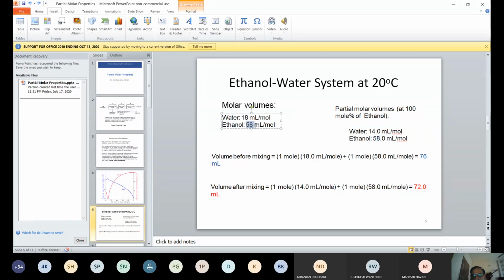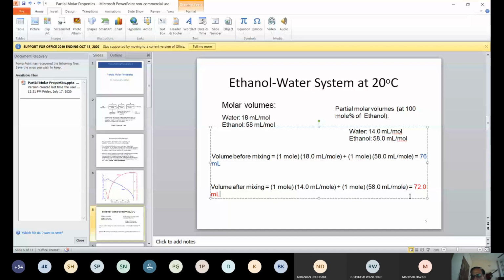So the volume before mixing: if I take 1 mole of water, 18 ml, and 1 mole of ethanol, 58 ml, that is 76 ml. I'm starting to make the solution with 1 mole of water and 1 mole of ethanol, so the total volume will be 76 when measured separately. Now if I mix it, the contribution of water is only 14 and that of ethanol is 58, because I am adding water to ethanol. So it is 72.